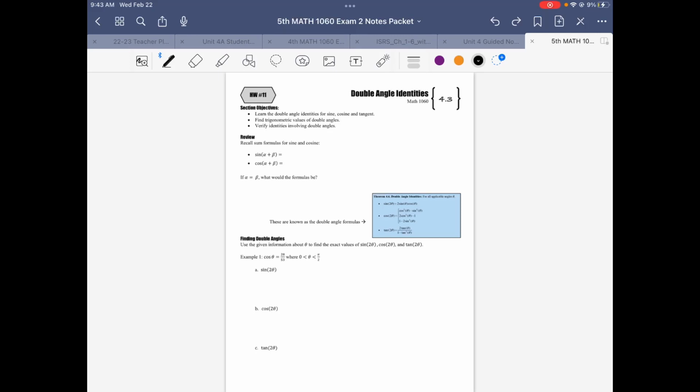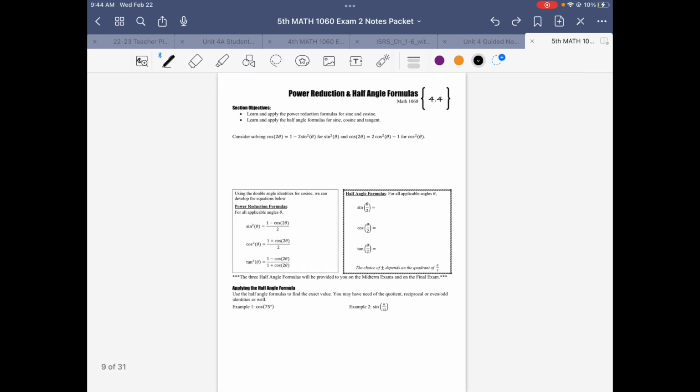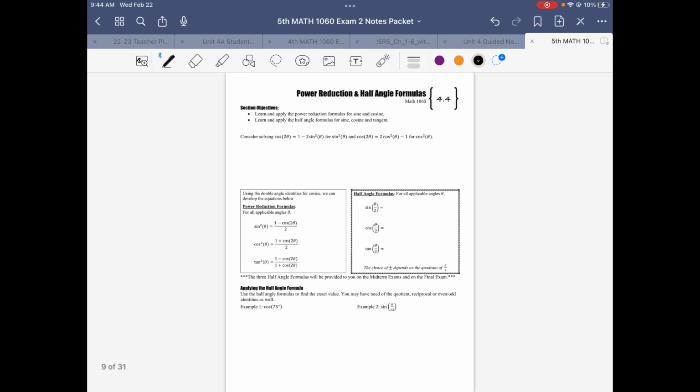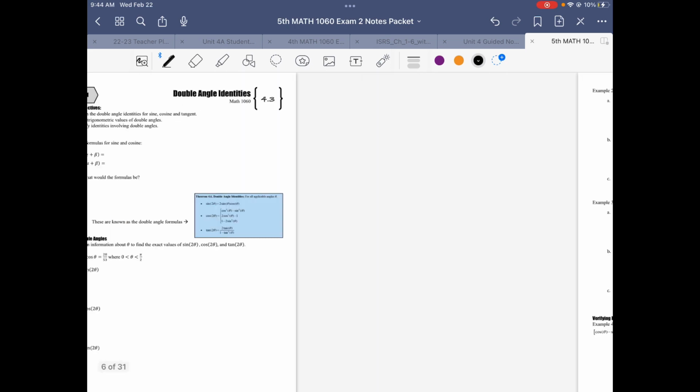All right, guys, jumping right into the 4.3 and 4.4 notes for homework 11. I did want to note really quick, there is a 4.5 section in here. We are not going to do it. You guys can go ahead and completely get rid of this page. We're not going to do 4.5. It's not in the slick materials, so I'm not worried about it, so you guys can cross it out.